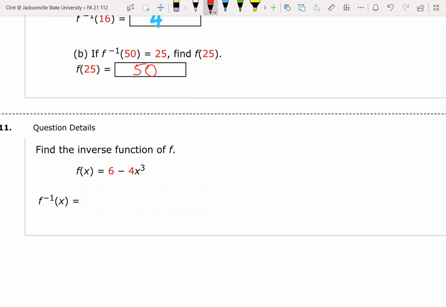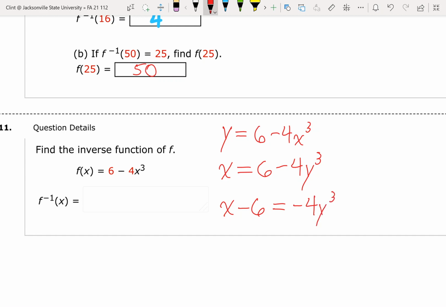11 says find the inverse function of f. Remember, these are the ones where instead of calling it f of x, I suggested calling it y. Switch the x's and y's. X equals 6 minus 4y to the third. Solve for y, so I'm going to subtract 6 from both sides. Then divide both sides by negative 4. X minus 6 over negative 4 equals y cubed.